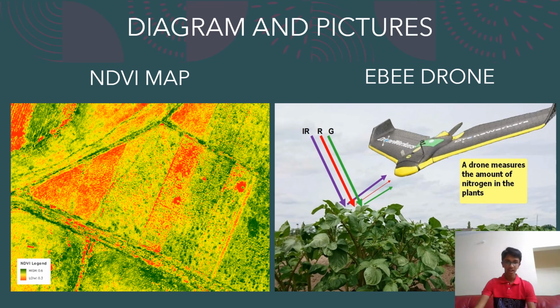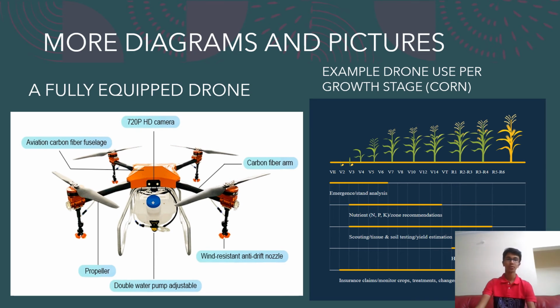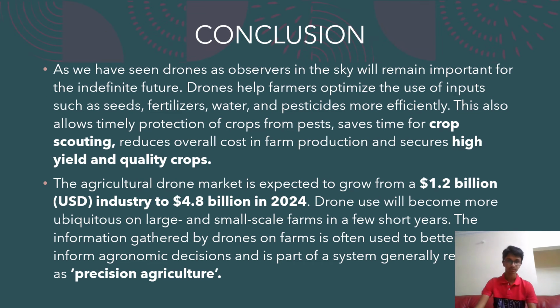So this is an NDVI map where green shows the best quality and red the lowest. This is an EB drone. This drone measures the amount of nitrogen in plants by identifying the infrared, ragnite, and gamma rays. So this is a fully equipped drone which can be used for precision agriculture. So this is an example of drone use per growth stage. Drones can also be used quite well in different growth stages, but this one is quite important, and therefore we focused on this one mainly.